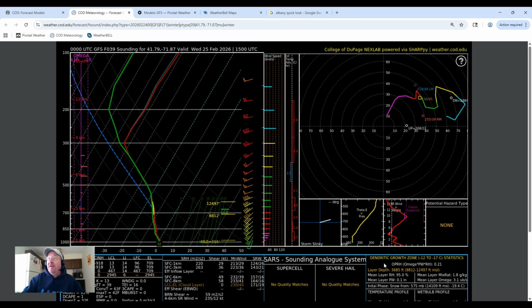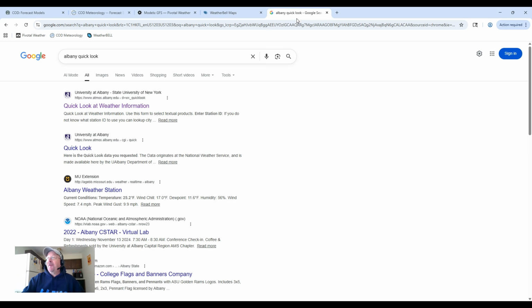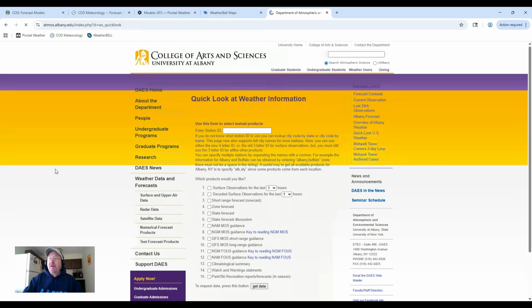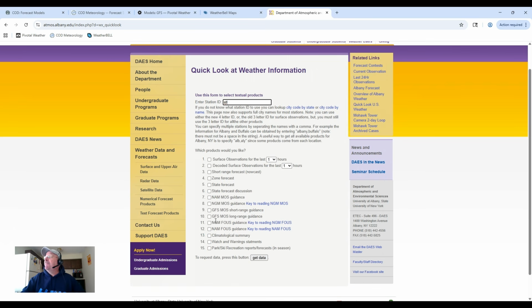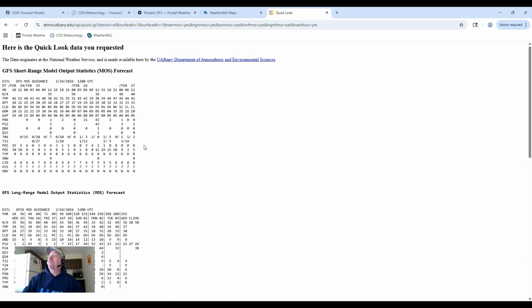And the last part, there's another place if you just want to look at quick temperatures or stuff like that. It's called Albany Quick Look. You can look through here and type in STL for St. Louis or wherever you're at. And then click on the NAM MOS, which is model output statistics. And you can see what all these are doing, and it'll give you what the temperatures are expected.